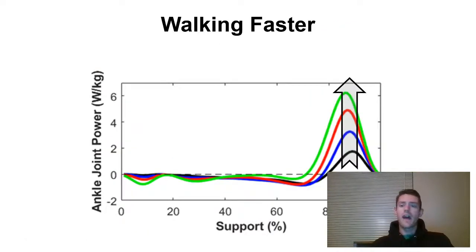As you walk faster, you can see that the ankle joint power peak goes up, but it also spreads out a little bit. What this means is that the area underneath that curve, or the amount of mechanical work those plantar flexors are doing, is going to increase. The speeds are 0.8 here in black, the blue is 1.2, the red is 1.6, and the green is 2.0 meters per second.